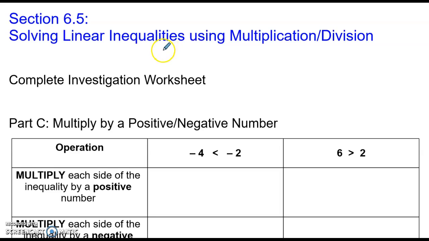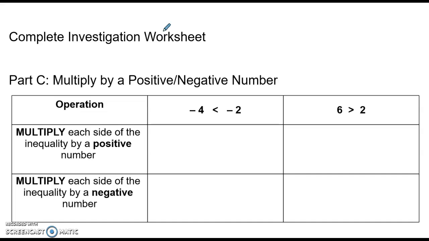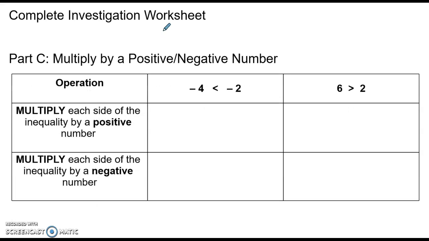In section 6.5, we're looking at solving linear inequalities using multiplication and division in the same way that we looked at solving inequalities using addition and subtraction in the last section. We're going to complete an investigation worksheet just like we did with the previous section, where we're going to take two inequalities, -4 is less than -2 and 6 is greater than 2, and multiply them by a positive number and then a negative number to see what happens.